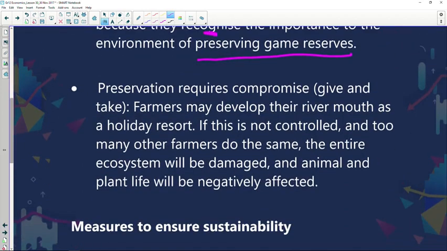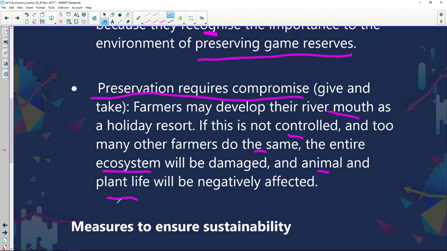Also still looking at preservation. Preservation requires compromise, a give and take. So farmers may develop their river mouth as a holiday resort. If this is not controlled and too many other farmers do the same, the entire ecosystem will be damaged, and animal and plant life will be negatively affected.